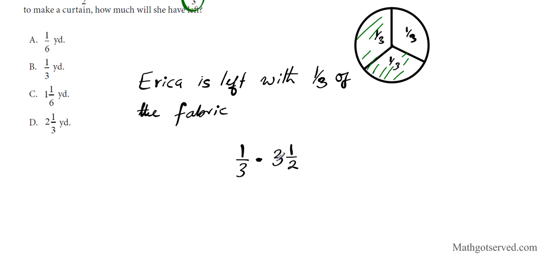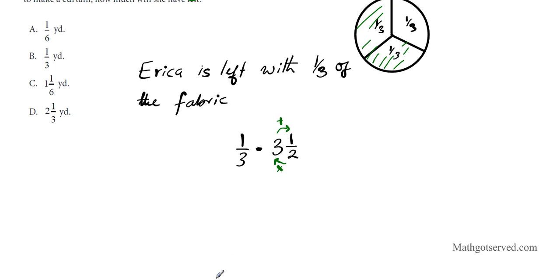So to make this into an improper fraction, we're just going to multiply the denominator by the whole number, and add whatever we get to the top. That's going to give us 1/3 times 7/2. So how do you multiply fractions? You just multiply across, top to top, bottom to bottom. 7 over 6 is what she has left. It doesn't match with any of these.